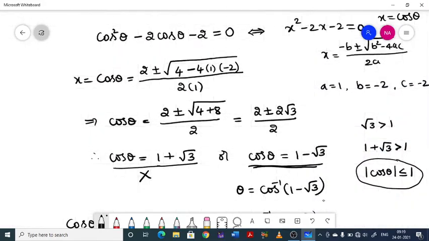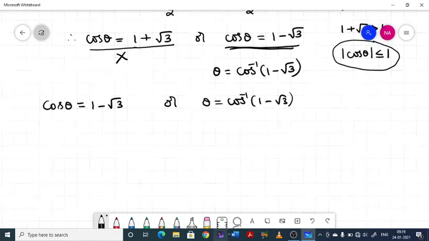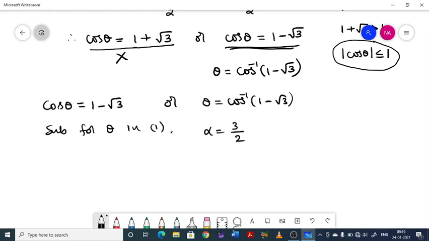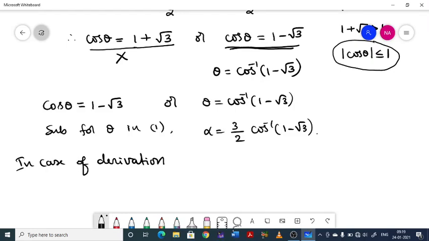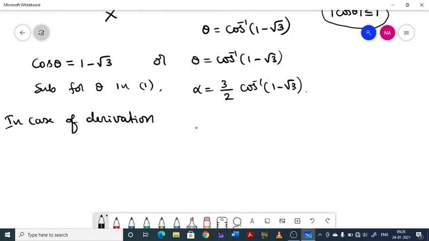Okay, next let us see the further steps. So substituting for theta in 1, we get alpha equal to 3 by 2 cos inverse of 1 minus root 3. This is enough if you are just asked to find the angle of intersection. In case of derivation, derivation means you have to show the angle of intersection to be 2 times sin inverse of 3 by 4 whole power 1 by 4. In that case you have to continue.